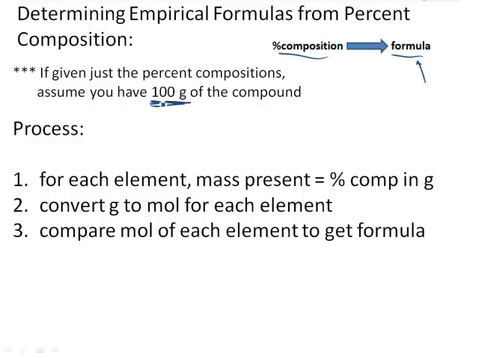If you have 100 grams of your sample, for each element, you know the percent composition, that's the weight percent composition, so the mass present in a 100-gram sample is equal to the percent composition in grams.